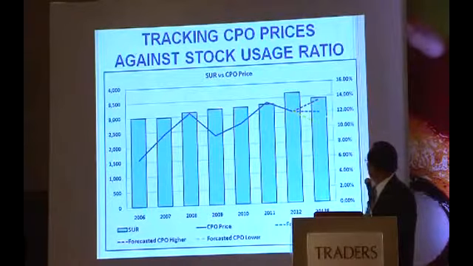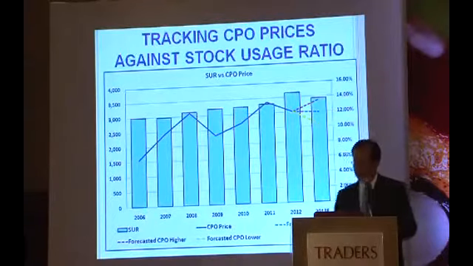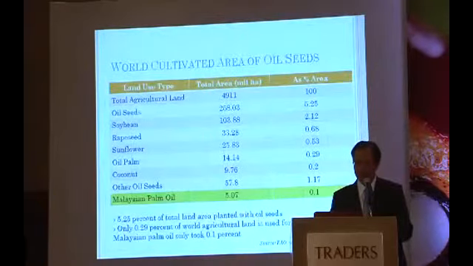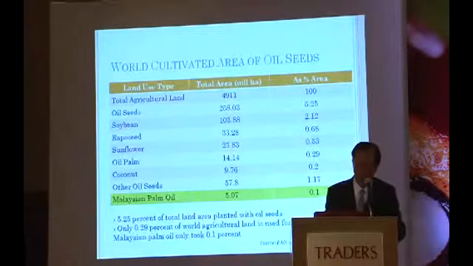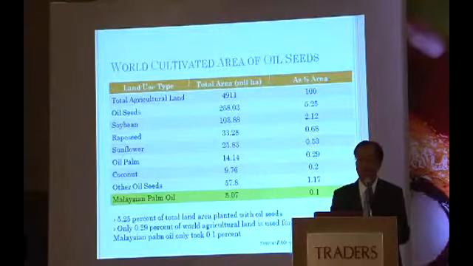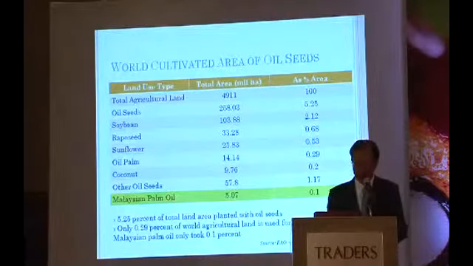So we are more predicting between the blue and the yellow forecast for price. But interesting enough, long term, you can see that palm oil is so competitive. Out of the total land area used for agriculture, oil palm occupies very little land area, 14 million hectares, or less than 0.3 percent of the total land area for agriculture is occupied by palm.